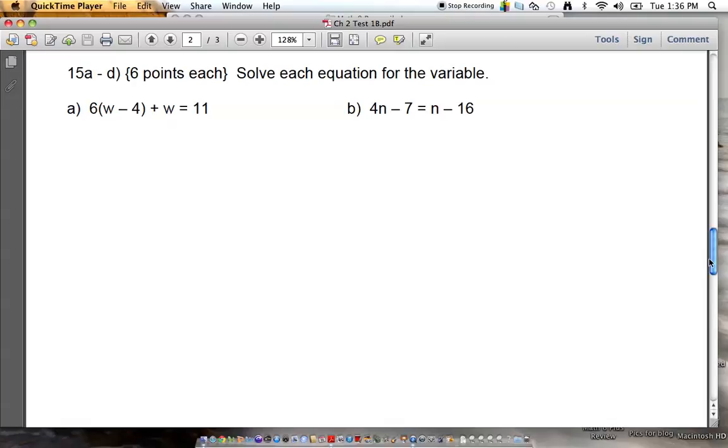When you see that number outside the parentheses in letter A, what do you always do? Right? What do you always do, guys? Distribute. If you need to work with the person next to you to help you out a little bit, feel free to do that.